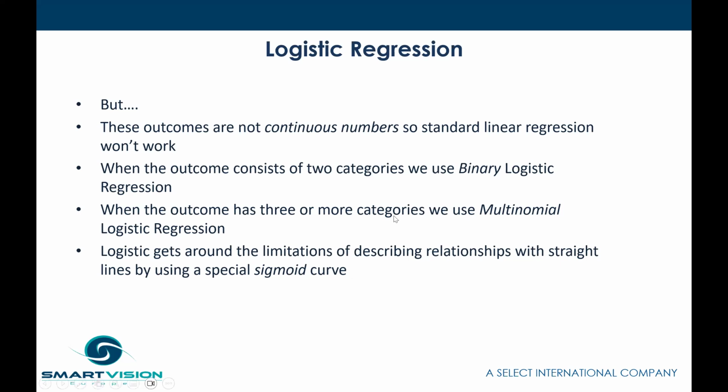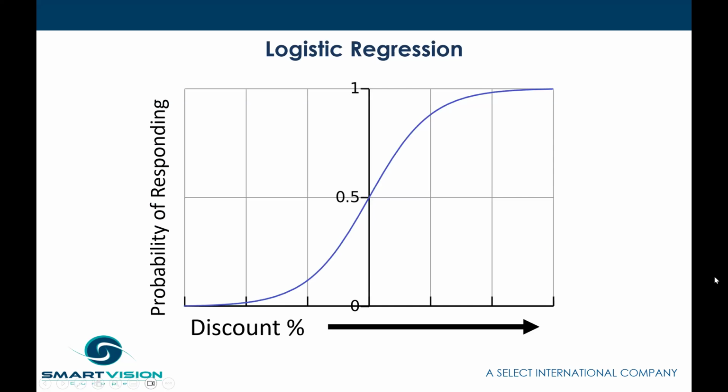Logistic gets around the limitations of describing relationships with straight lines by using a special curve. Now, imagine I've got an iPhone 16 and I'm trying to sell a bunch of iPhone 16s. I'm selling them at my standard price, which is probably even more expensive than what Apple's selling them at. But I start to offer a discount until I get to a 100% discount. Well, assuming I offer a 100% discount, all of them are going to get sold. So the probability of people buying them is going to be close to 100.